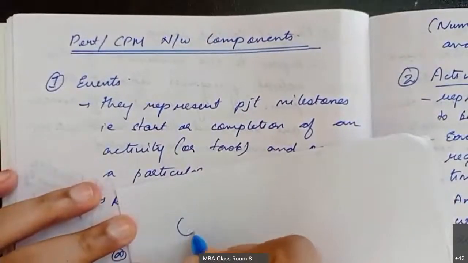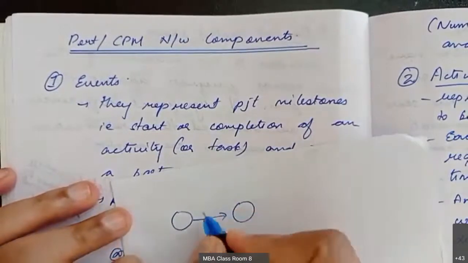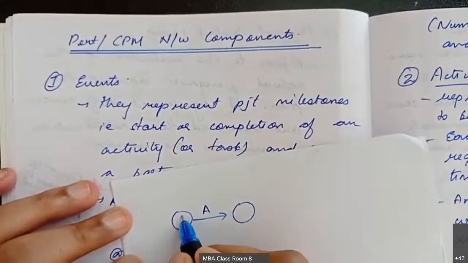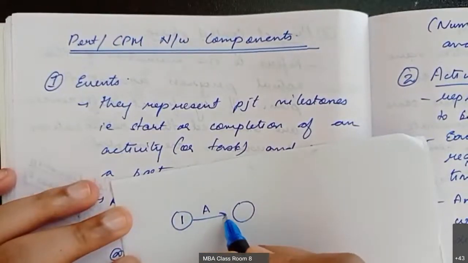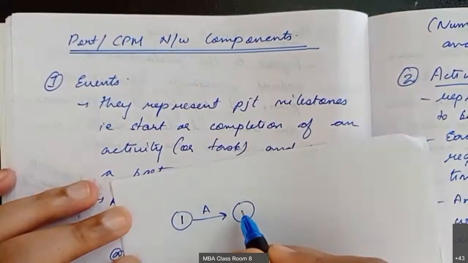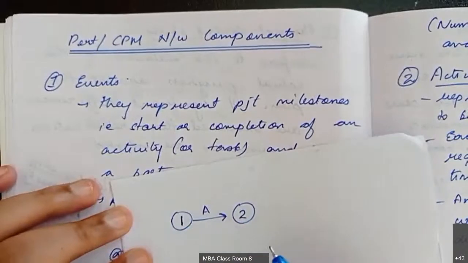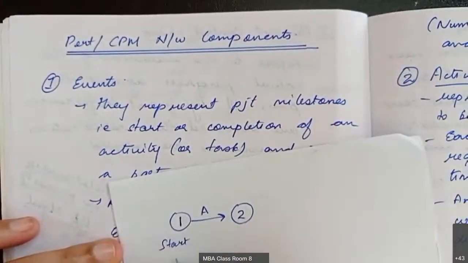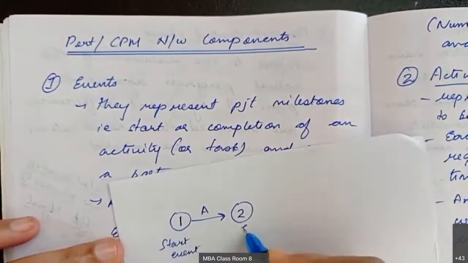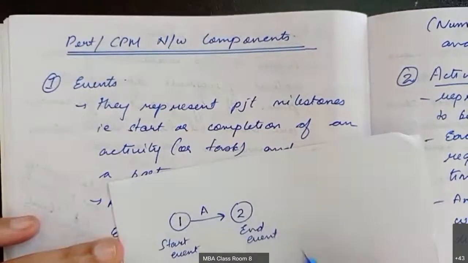Suppose there is an activity A. The start of this activity is represented by the first circle. The completion of this activity is represented by the second circle. The first circle I'm naming 1, the second circle I'm naming 2. This is called the start event, and this is called the end event.